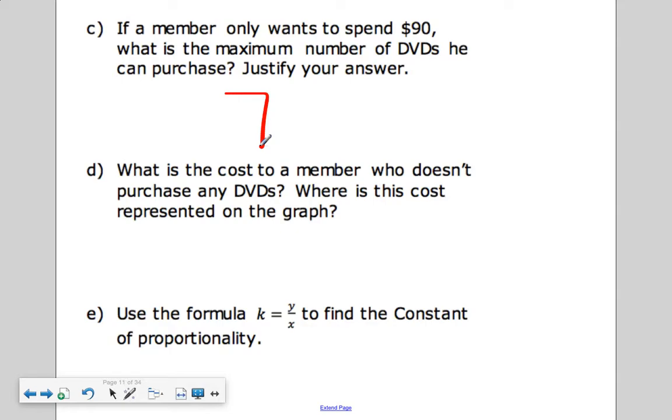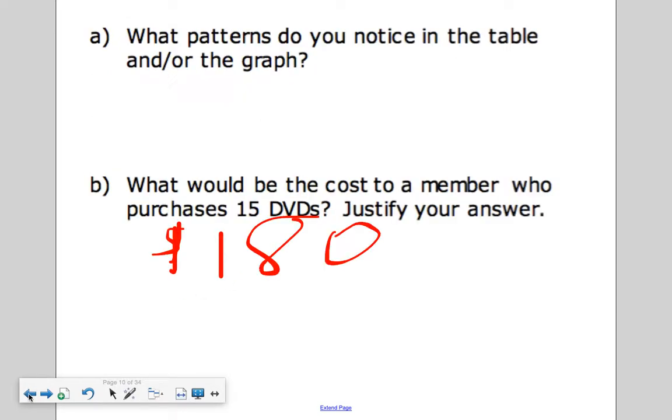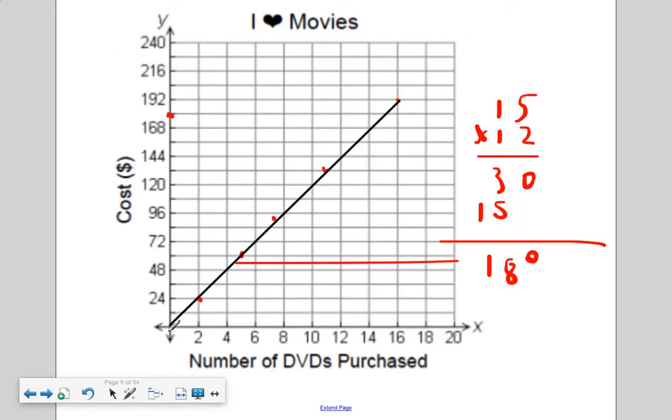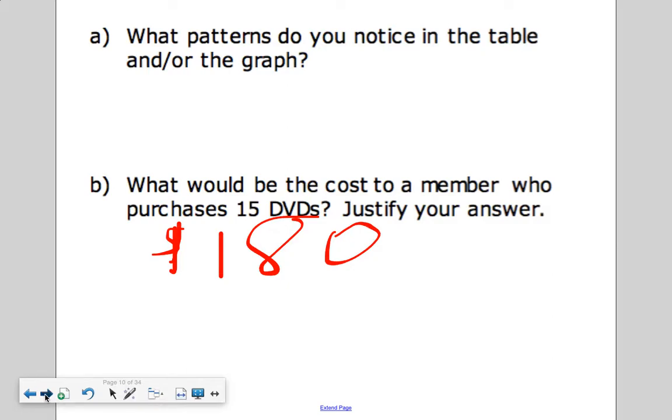What is the cost to a member who doesn't purchase any DVDs? Where is the cost represented? It's the origin. It's right here. If you don't buy any DVDs, you're not going to pay anything. It's the origin, 0, 0. 0 cost for 0 DVDs.